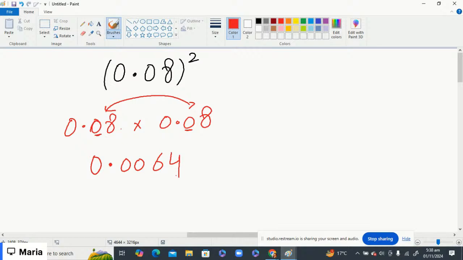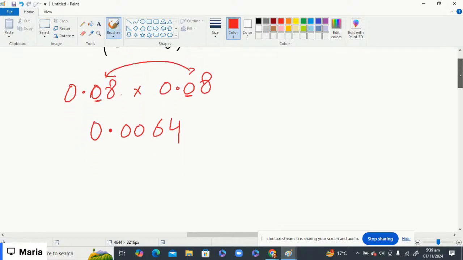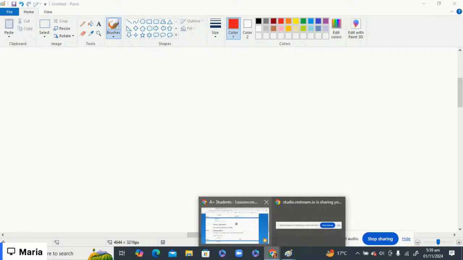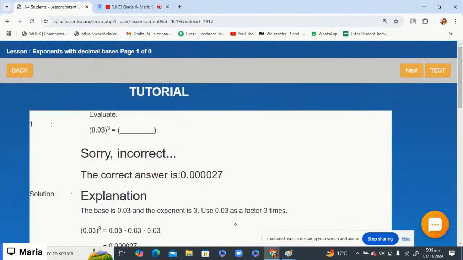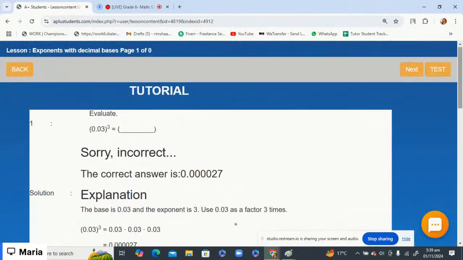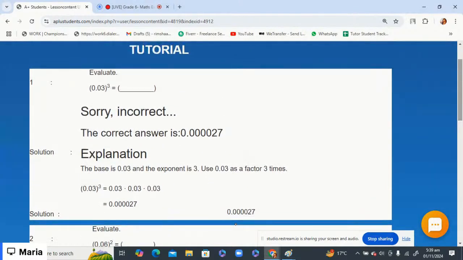Okay, now let's do one more question. If there are like two zeros involved, okay? So look at here. One zero is involved, then you're going to put it out.